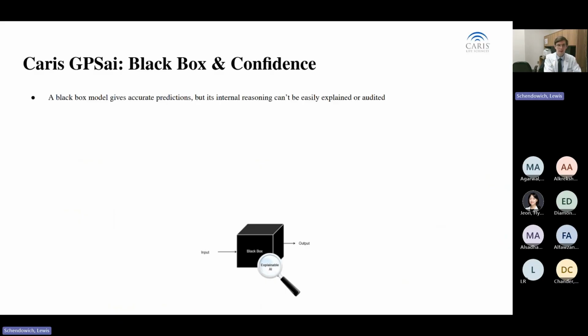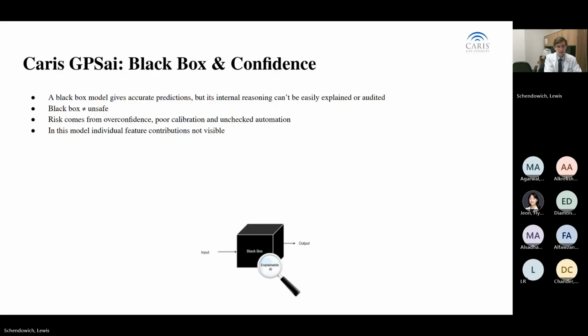So briefly, in regards to black box, what is it? A black box model gives an accurate prediction, or it can potentially give an accurate prediction, but its internal reasoning cannot really be easily explained. Black box does not necessarily mean that it's unsafe. The risks come from overconfidence, poor calibration, and unchecked automation. In this model, individual features or contributions are not necessarily visible. Deep models are generally prone to overconfidence, so they can sound very certain even when the prediction is wrong.